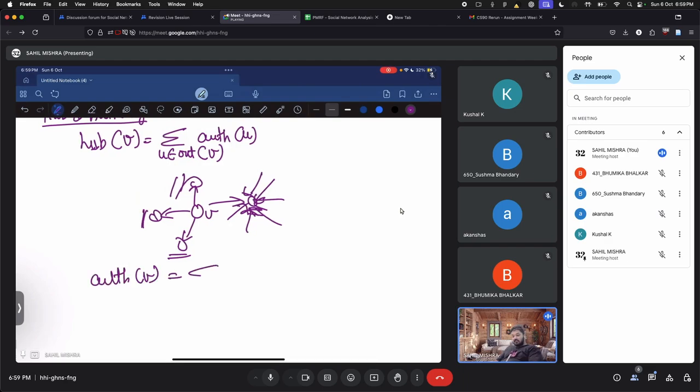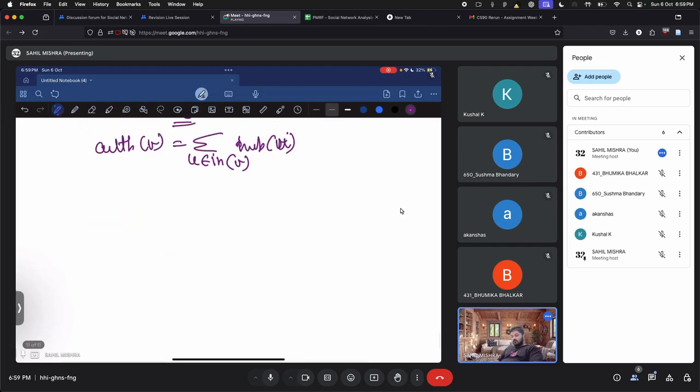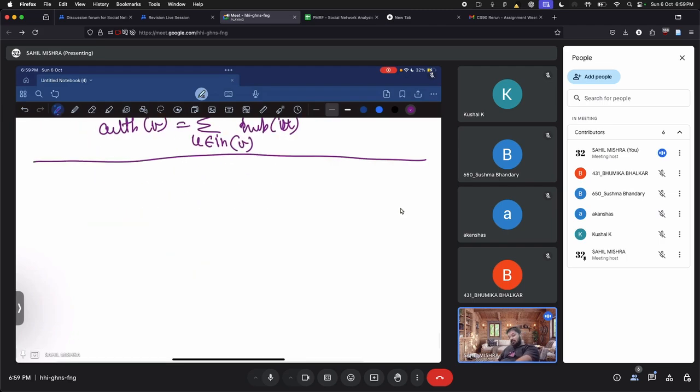So this is why hub and authority are basically reverse of each other. Authority of V is the sum over U of in degree of V, and this is the hubness of U. So they are just opposite of each other, and we measure this to compute the outgoing power and incoming power of each page. This is a very simple measure, and doesn't require a lot of mathematics to understand.